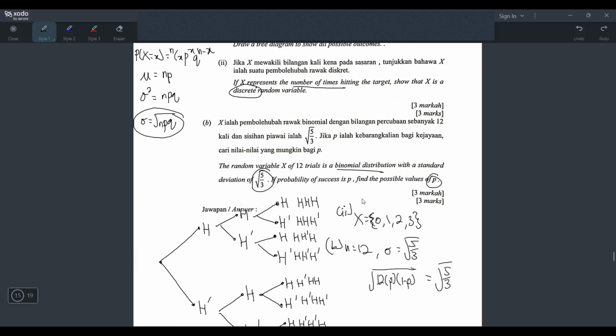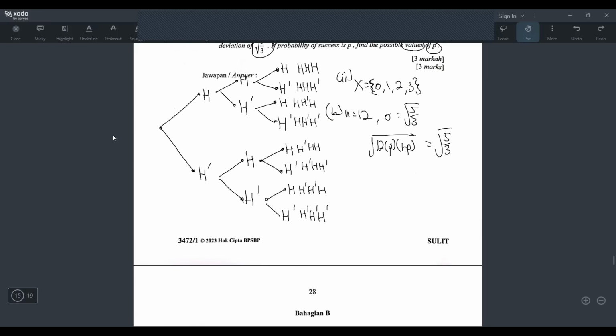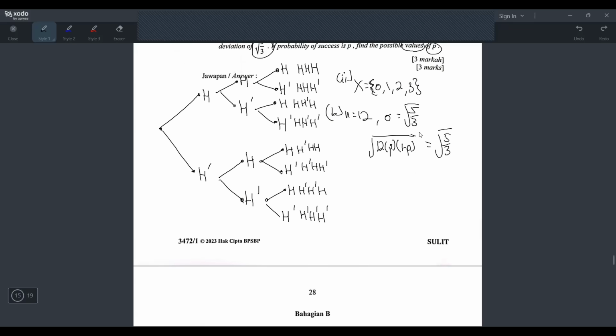So if you solve like this, you can find your p value. But from the question, you should know already that p has more than one answer because they say values. So let's try and find both answers. First thing first, you can remove the square root. How? You square both sides. When you square both sides, the square root and square cancel. So you're left with 12p times 1 minus p, which is 12p minus 12p square, equals 5 over 3. Because all these things have to be multiplied together, that's why you end up with this.